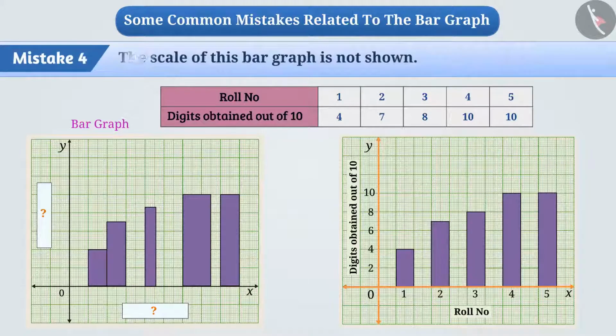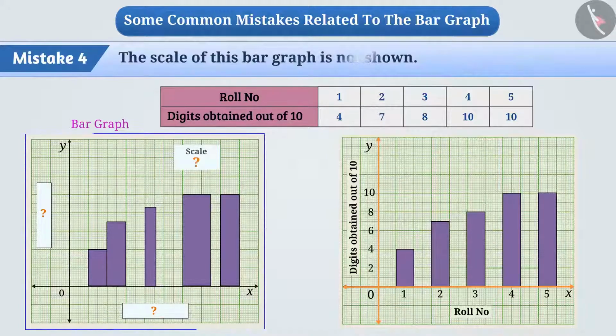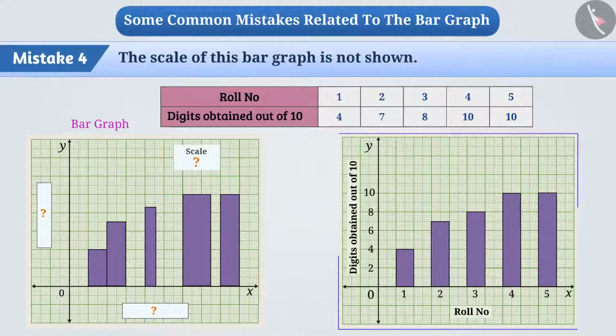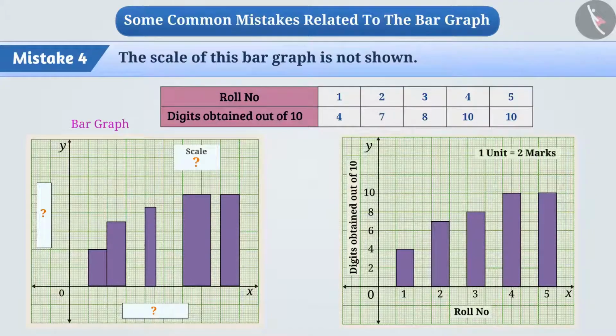Mistake 4. The scale of this bar graph is not shown. Here, we need to take a convenient scale such that we can take 1 unit is equal to 2 marks here. With its help, we can thus show the marks obtained on the y-axis. This will help us to read the bar graph properly.